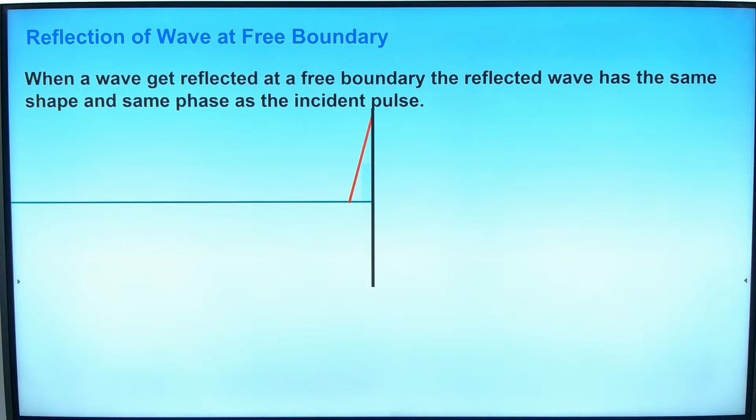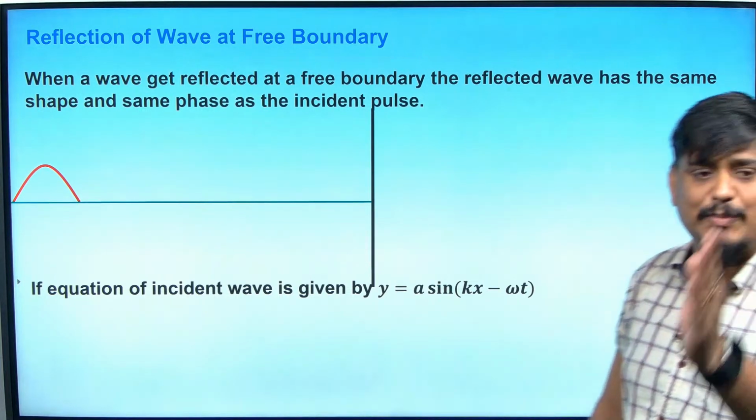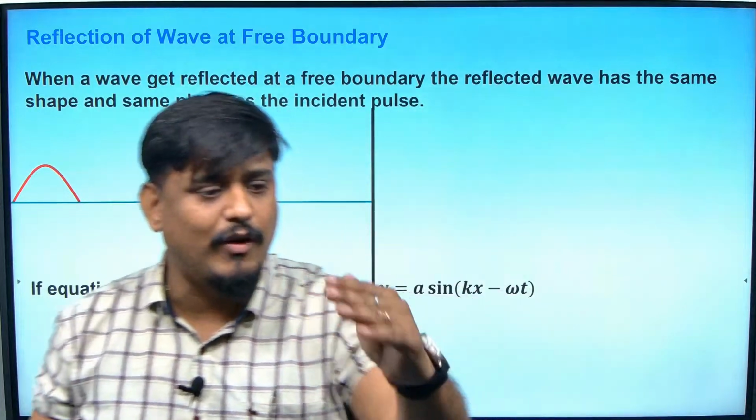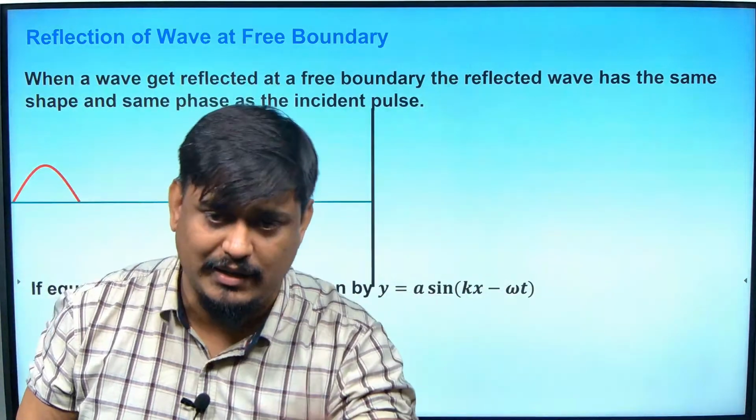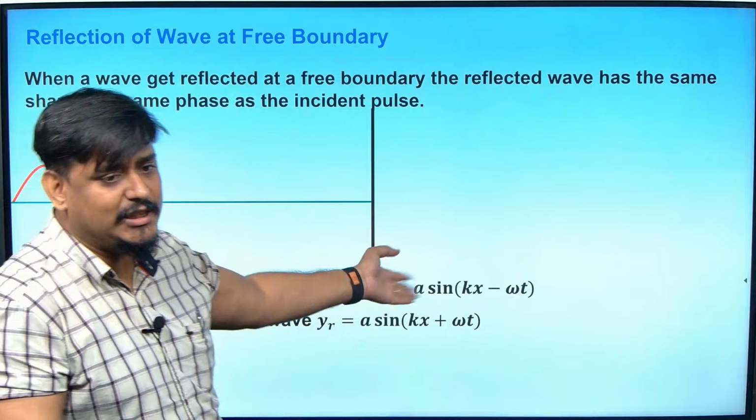It is going to allow the wave to move along with it, and it is going to create no phase change, only the wave will get reflected back. So, if it is y = a sin(kx − ωt), y reflected will become y = a sin(kx + ωt). That is all. Same thing I have written here, you check. Y = a sin(kx − ωt), reflected will have a sin(kx + ωt).